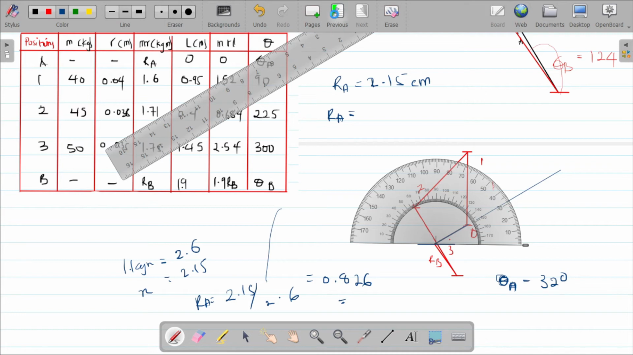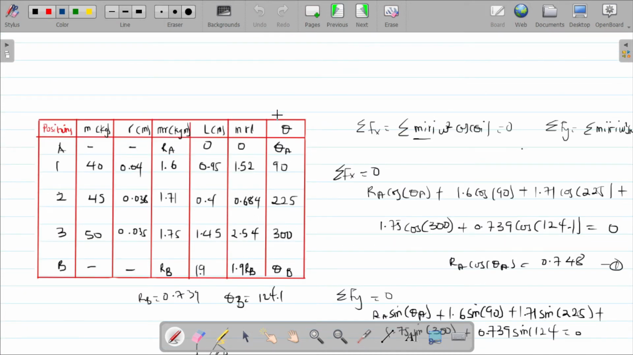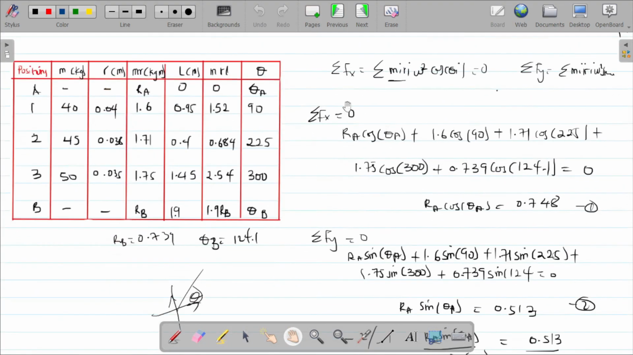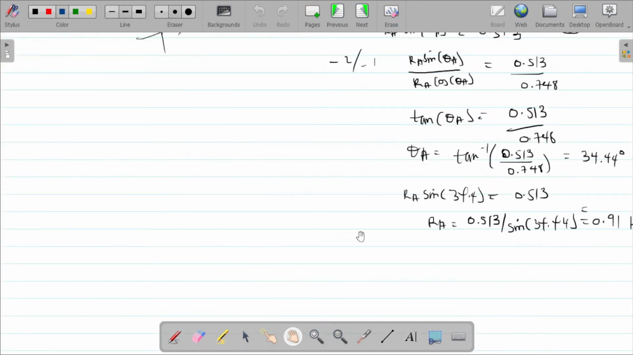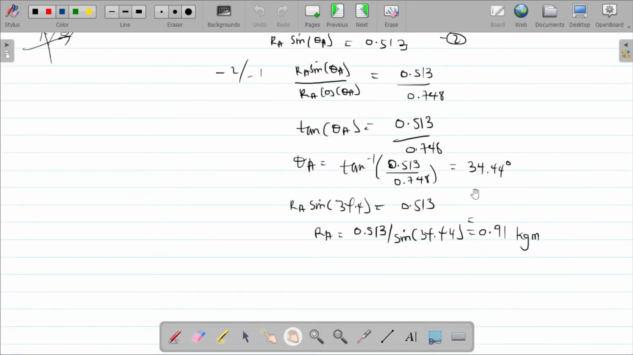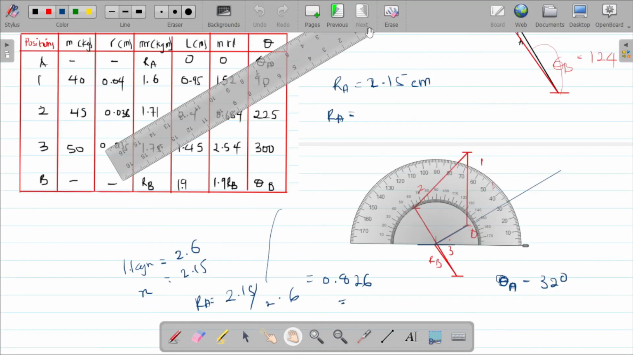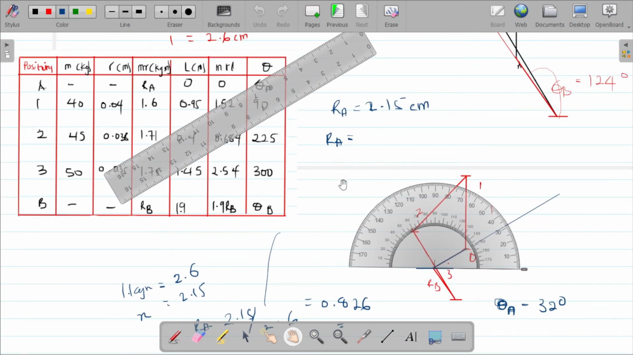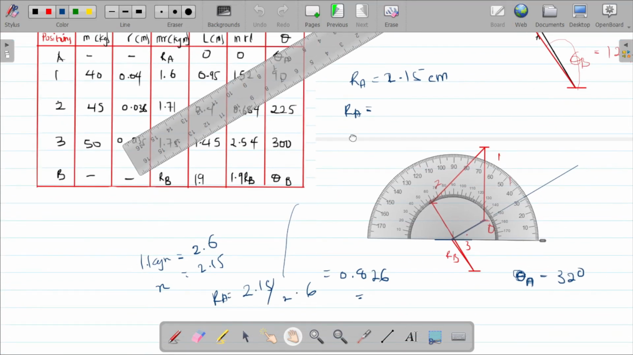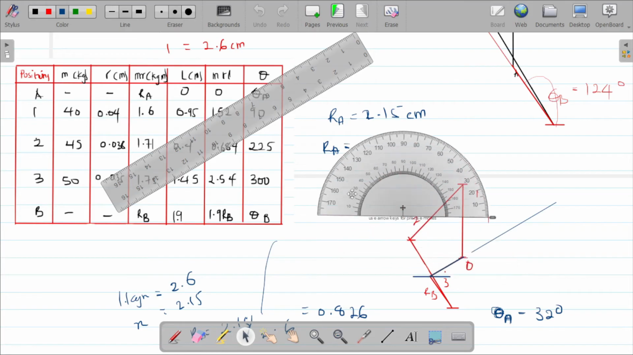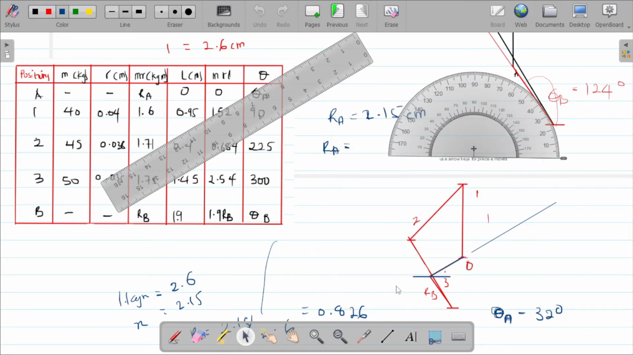Now let's see, we had analytical, RA should be 0.91 and this should be 34, and we are getting 0.83 and 32. All right, so these are the values you are going to get. I got for the analytical method, which is very close but not accurate enough. So I hope with your instruments and your hands you should be able to get an accurate value.